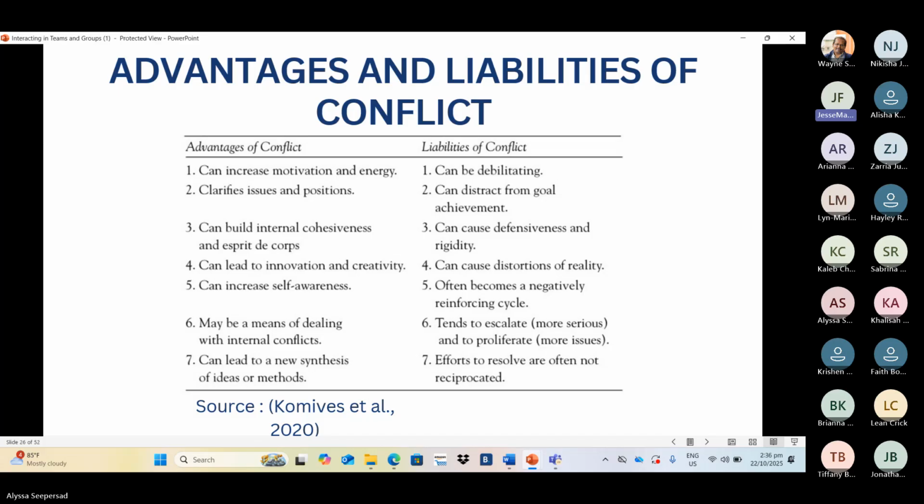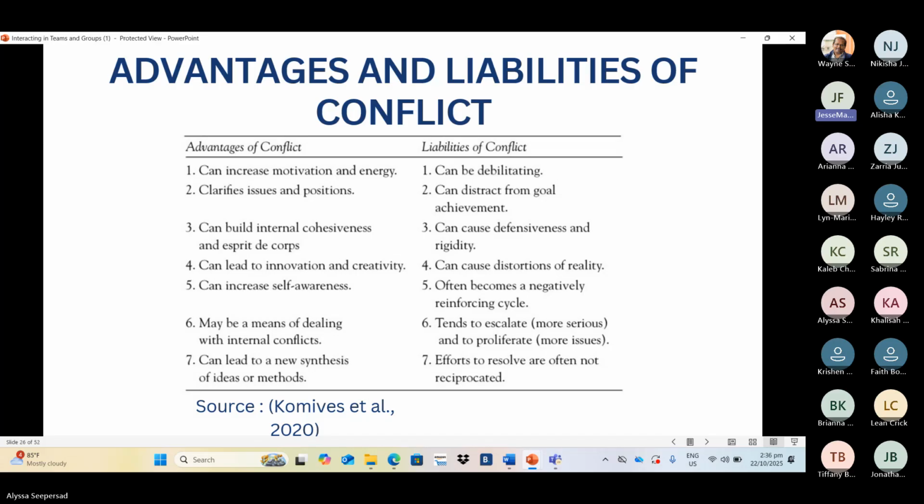It can lead to innovation and creativity. Different opinions can spark new ideas and better solutions. So, the initial idea that the group was arguing about, that conflict can actually lead the members to come up with a new idea that everybody would agree on.